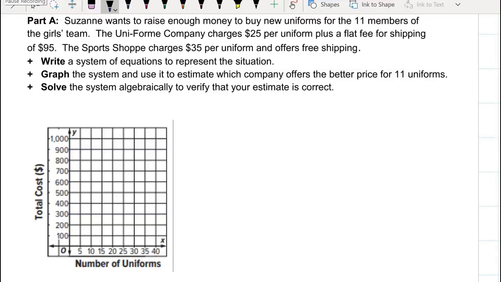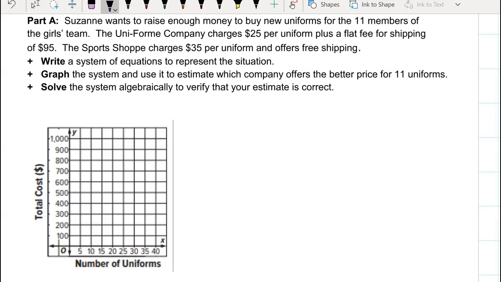Alright, we're heading back to the last problem, the performance test problem. Part A: Suzanne wants to raise enough money to buy new uniforms for the 11 members of the girls team. The Uniforme company charges $25 per uniform plus a flat fee for shipping of $95. The Sport Shoppe charges $35 per uniform and offers free shipping.